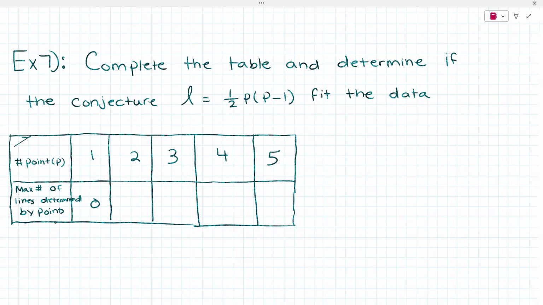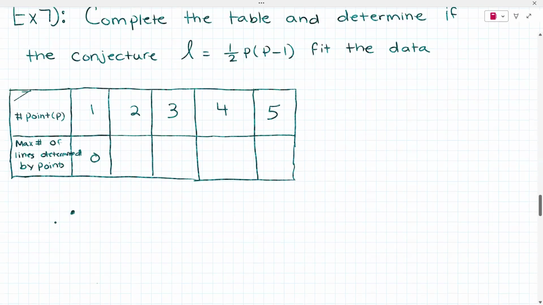If you have 1 point right here, it doesn't form any line, right? So that's why this is 0. Now let's look at the second one. What about if you have 2 points? Here's 1 point, and then here's another. If you connect the dots, you can only form one line, right? That's it. You can't form any more.